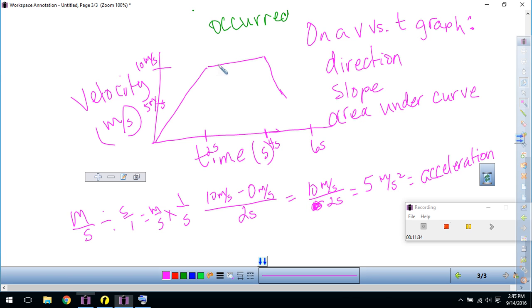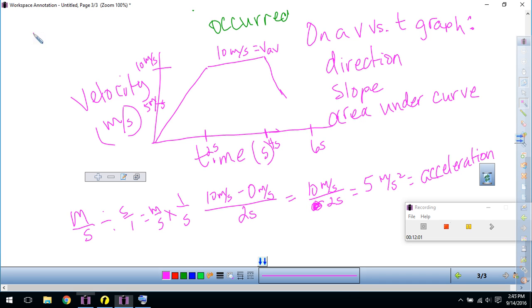Now when I look at this one right here, he stays at 10 meters per second the entire time, and that lasts for 2 seconds. So that's his average or constant speed, and it occurs for 2 seconds. Now he goes from 10 down to 5, so let's look at this. So his speed is decreasing.